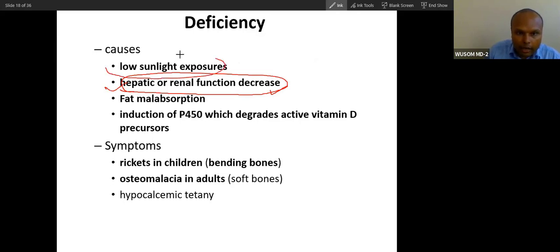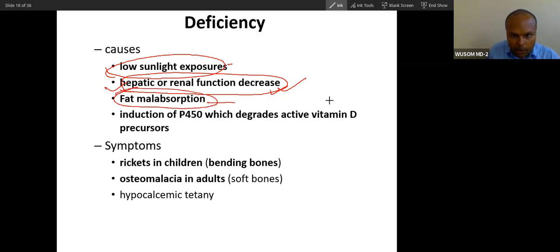Lack of sunlight, lack of sun exposure, is a very common factor that leads to vitamin D deficiency. And also in morbid conditions when liver and kidney are damaged, there is no synthesis of vitamin D. So these two are very important. And these are rare conditions.